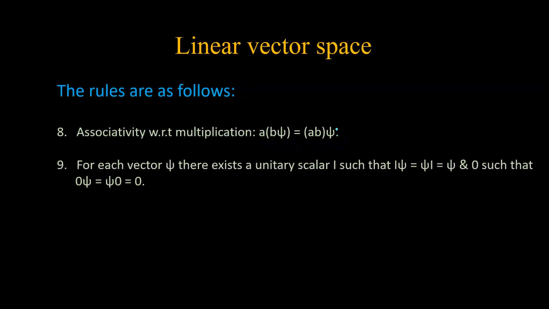Now there is a unit scalar, that means there is an identity I such that I times psi is equal to psi itself. You will get back the same result. And there is a null scalar 0 such that 0 times psi is equal to the null vector O.